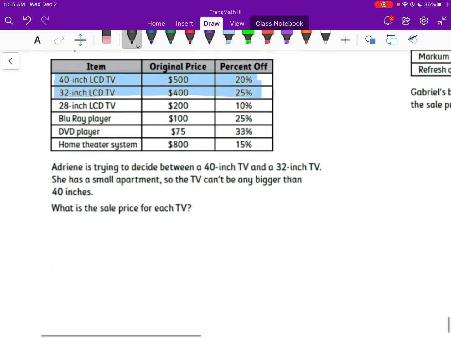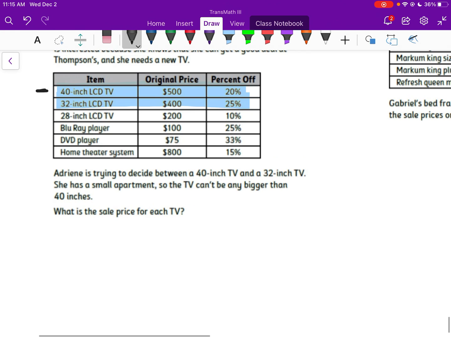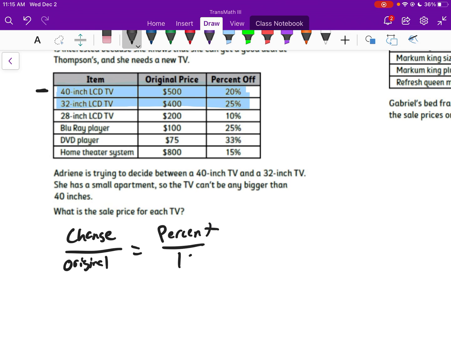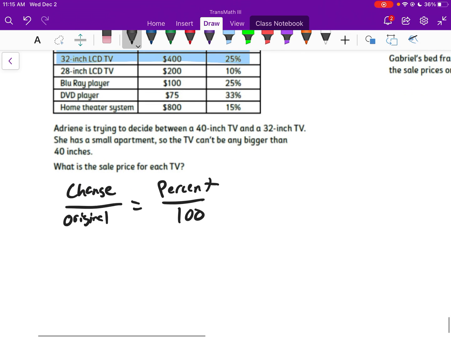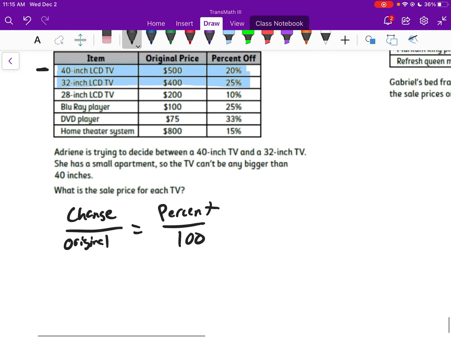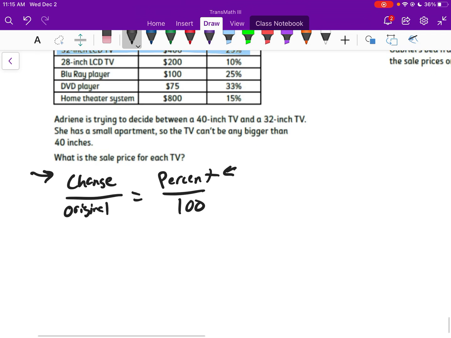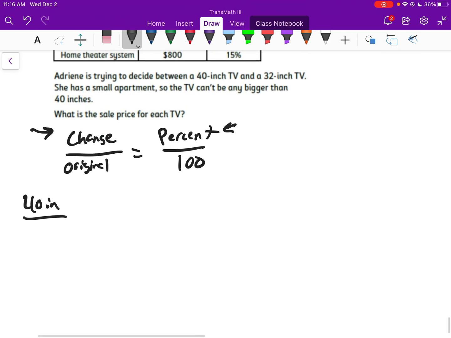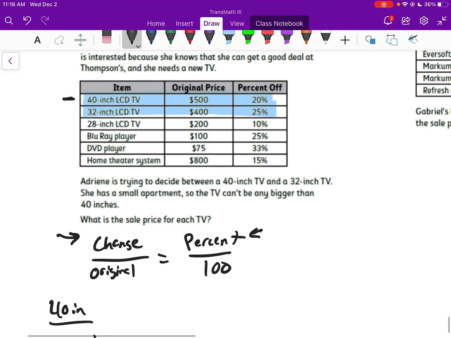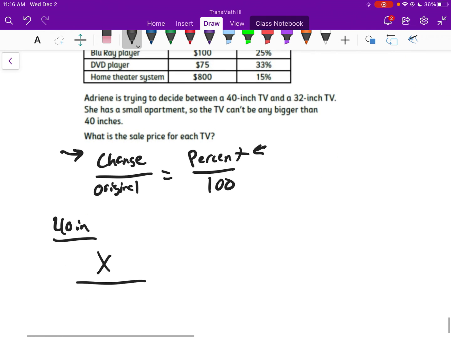So 40 inches, we're going to do that one in black. Again, we're talking about change over the original is equal to the percent over 100. Now if we're given the percent off, we're going to know the percent. We don't know the change in price though. That is what we need to figure out. So in this case, for let's say the 40-inch, we don't know the change, so we're going to represent that with a variable. The original price of the 40-inch TV was $500.